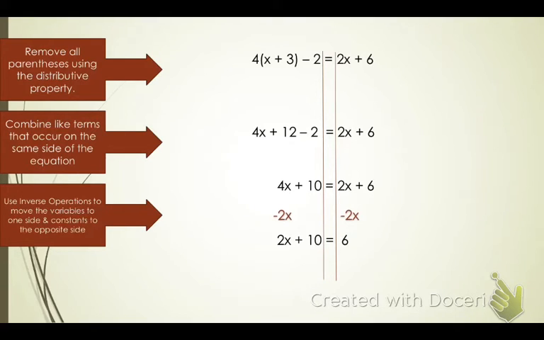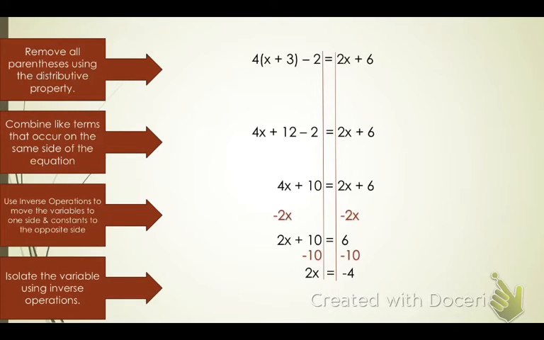Now this should look like just a two-step equation. I'm going to continue to take my constants to the opposite side. So I'm going to subtract 10 from both sides to get 2x equals negative 4. And finally, whatever operation I need to do to finish isolating the variable, in this case it would be divide both sides by 2 to get x equals negative 2.